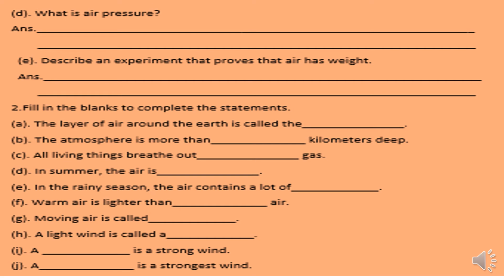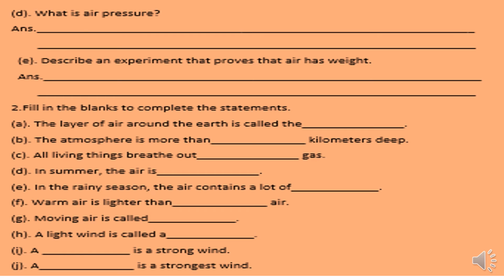Then question number 2 is, fill in the blanks to complete the statements. A part is, the layer of air around the earth is called the atmosphere. B part is, the atmosphere is more than dash kilometers deep. In the blank you will write 1000. C part is, all living things breathe out dash gas. All living things breathe out oxygen gas. You will write oxygen in the blank.